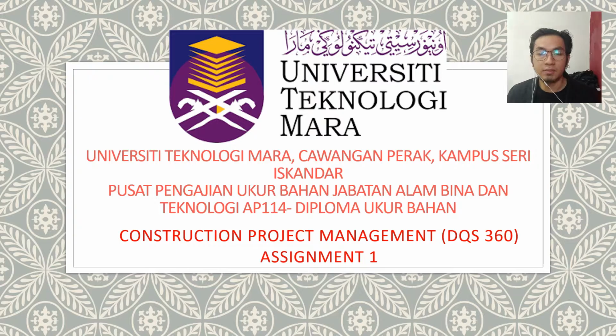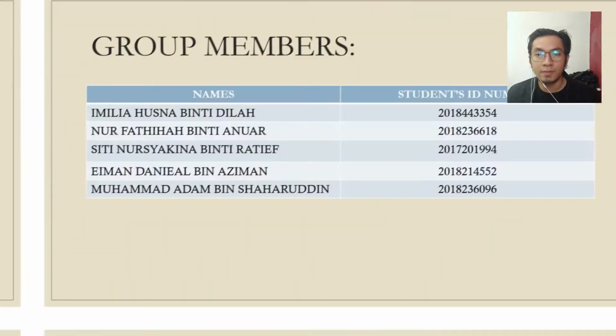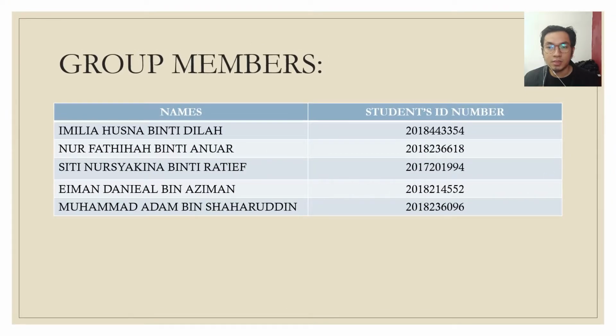My name is Muhammad Adam bin Shahruddin and my matrix number is 2018236096. Today, I and four of my friends will be talking about DQS360 for construction management. Our group consists of 5 people: Emilia Husna binti Dillah, Nur Fatihah binti Anwar, Siti Nur Shakina binti Ratif, Iman Daniel bin Aziman, and me, Muhammad Adam bin Shahruddin.